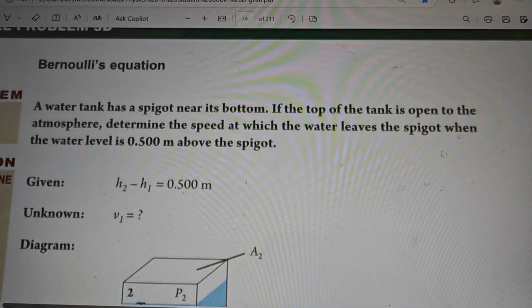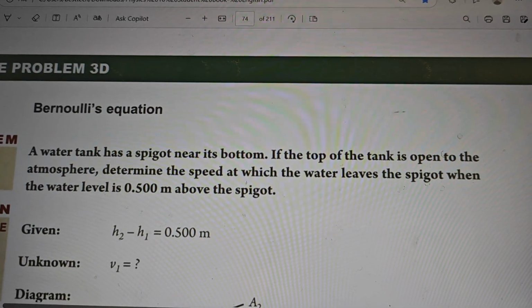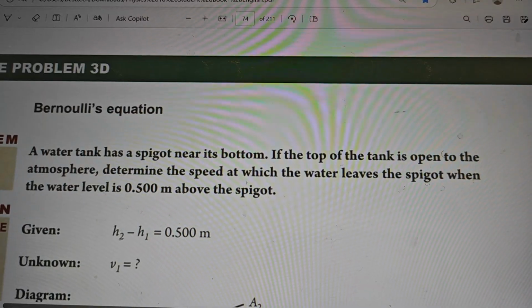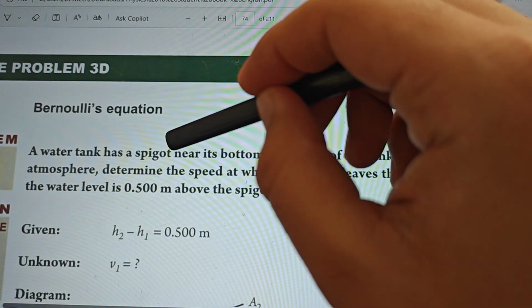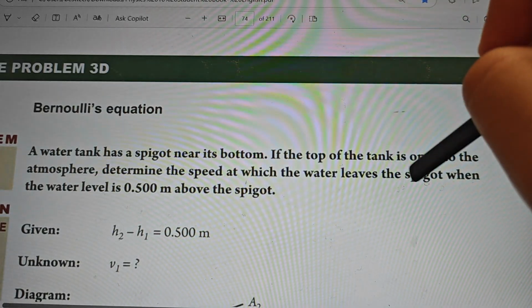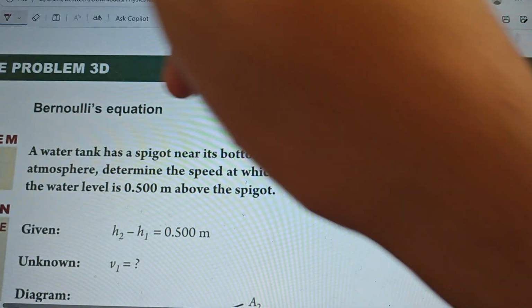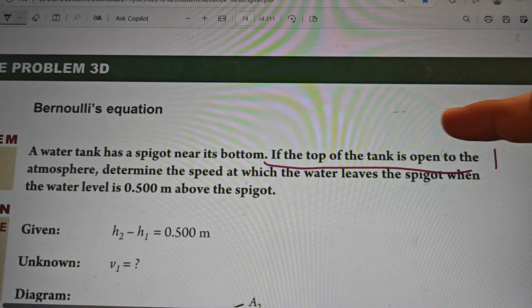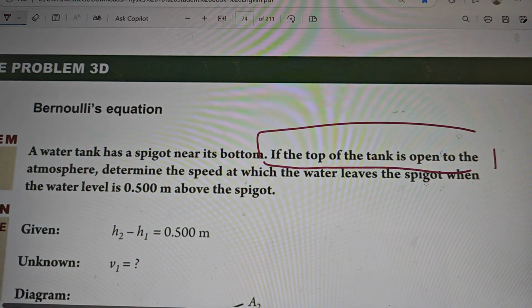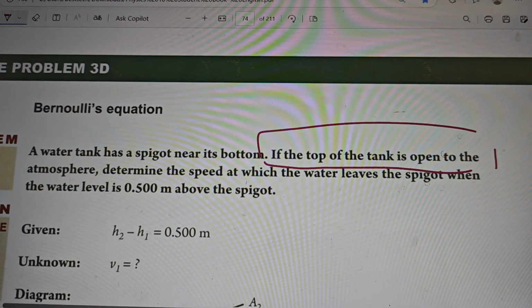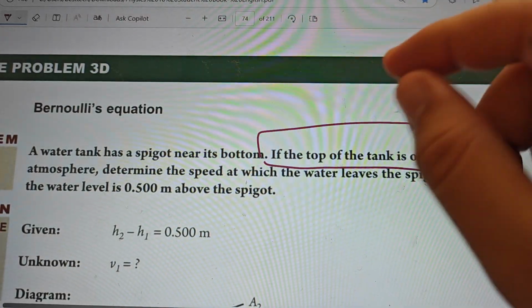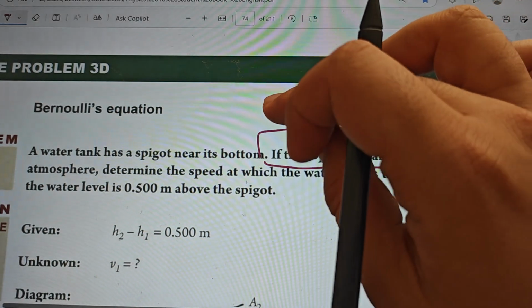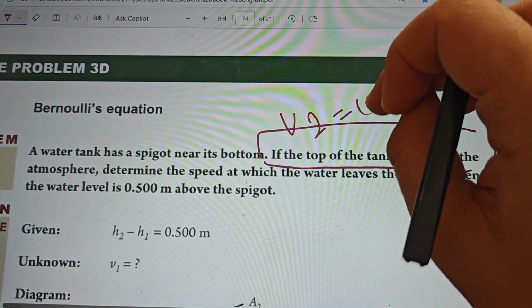Bernoulli's equation rule. Okay, be with me now. The question says a water tank has a spigot near its bottom, and the top of the tank is open. Please highlight this for me. Now I told you, if the question says the top of the tank is open, immediately think about this rule: the second velocity is equal to 0.